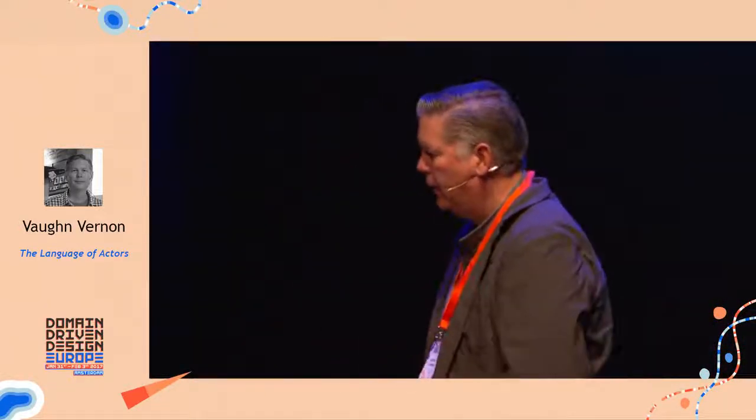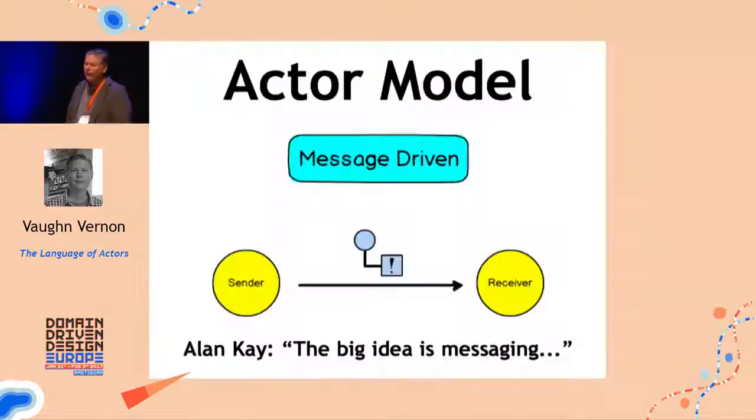So what can we do about this situation? Well, there's the actor model. The actor model is message-driven. And the actor model works by one actor, in this case the sender, which you could call the client. The sender knows the address of the receiver, and therefore it can send a message to the receiver.